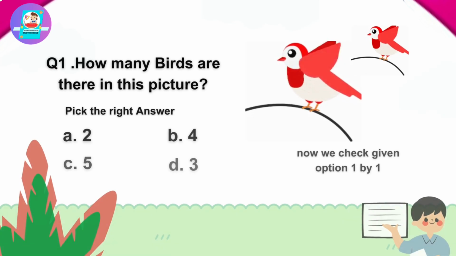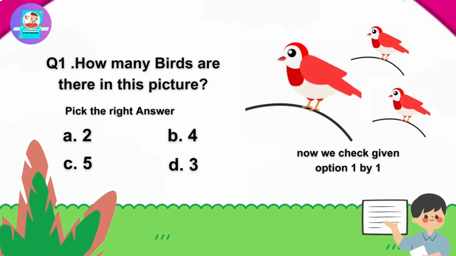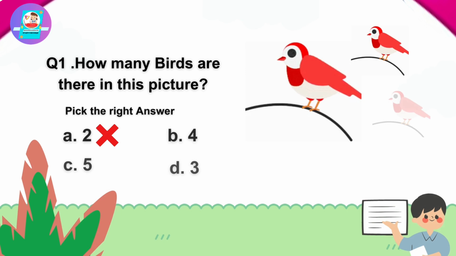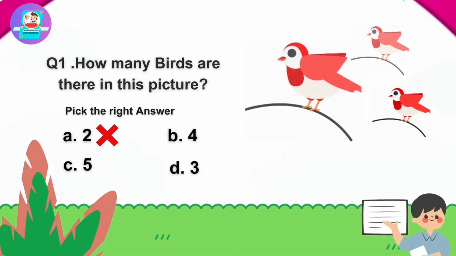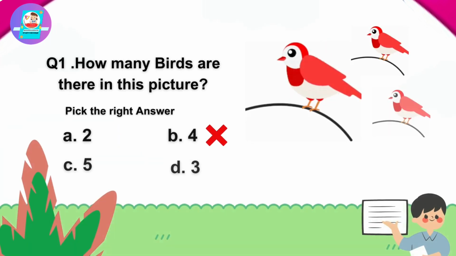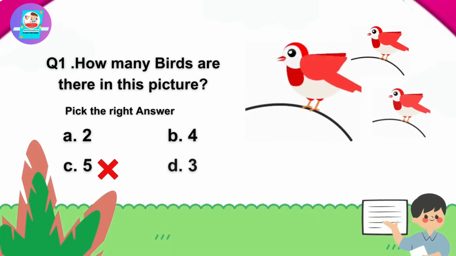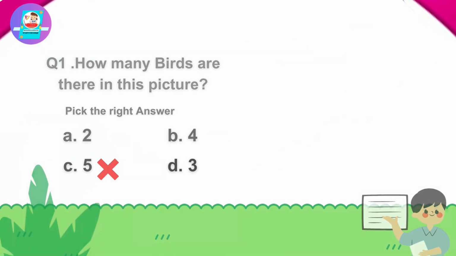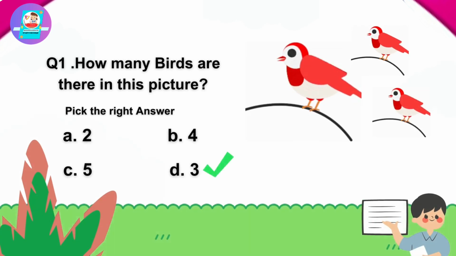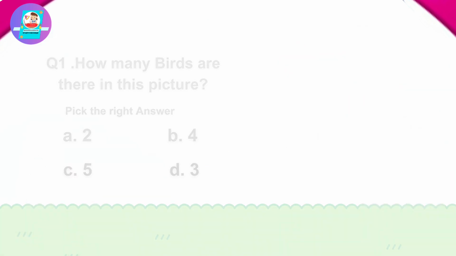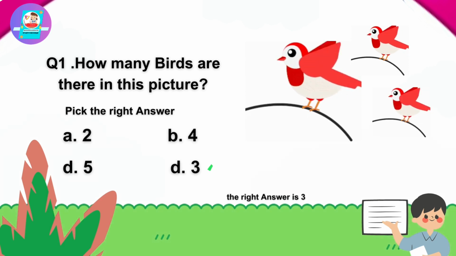Now we check given option one by one. A option is 2, which is incorrect. B option is 4, which is incorrect. C option is 5, which is incorrect. D option is 3, which is correct answer. It means the right answer is 3.